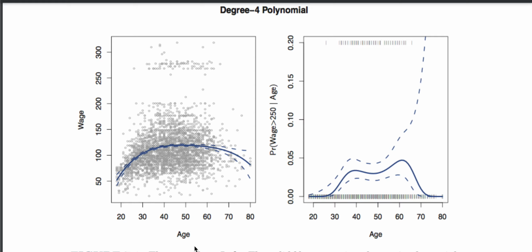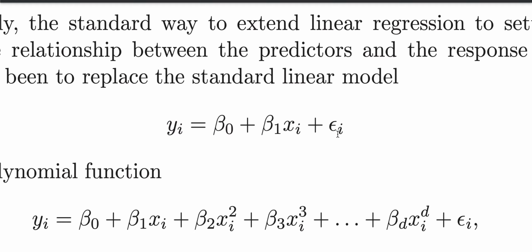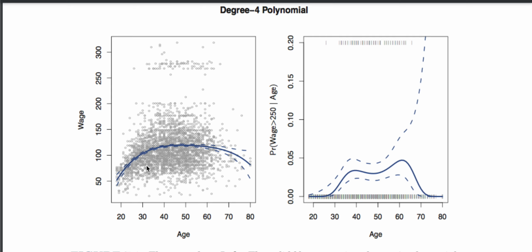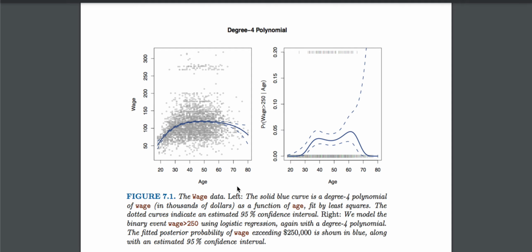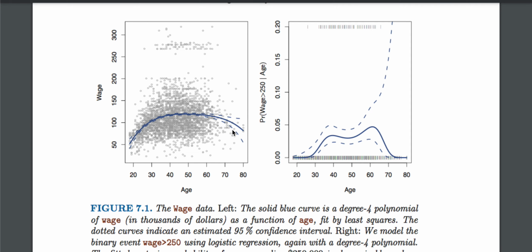So polynomial regression extends linear models by just adding simple extra predictors. So we use larger powers. Instead of having a simple linear model that we have here, we add non-linearities: xi to the power of 2, xi to the power of 3, xi to the power of d. So this is known as polynomial regression. In this example here, the solid blue curve is a degree 4 polynomial. It's in thousands of dollars as a function of age. And we also have the 95% confidence interval around it.